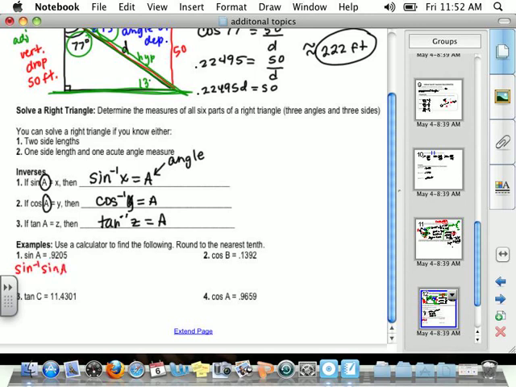So let's see how those are used. Use a calculator to find each of the following. So I'm trying to solve for the angle measure. So A, C, B, and A are all angles. So if I want to get rid of my sine, a lot of my students like to write inverse sine out front.